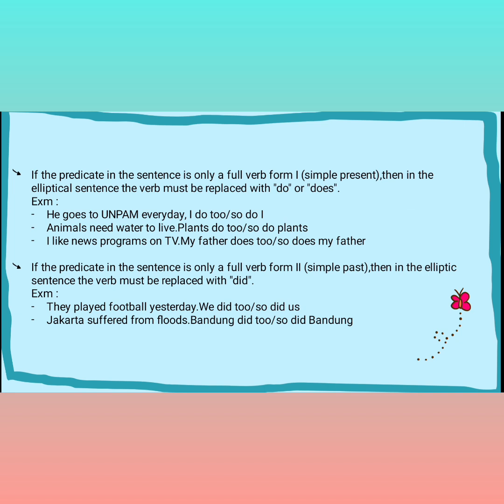And the last, if the predicate in the sentence is only a full verb in simple past, then in the elliptical sentence the verb must be replaced with did. Example: They played football yesterday, we did too, or so did we. Example 2: Jakarta suffered from floods. Bandung did too, or so did Bandung.